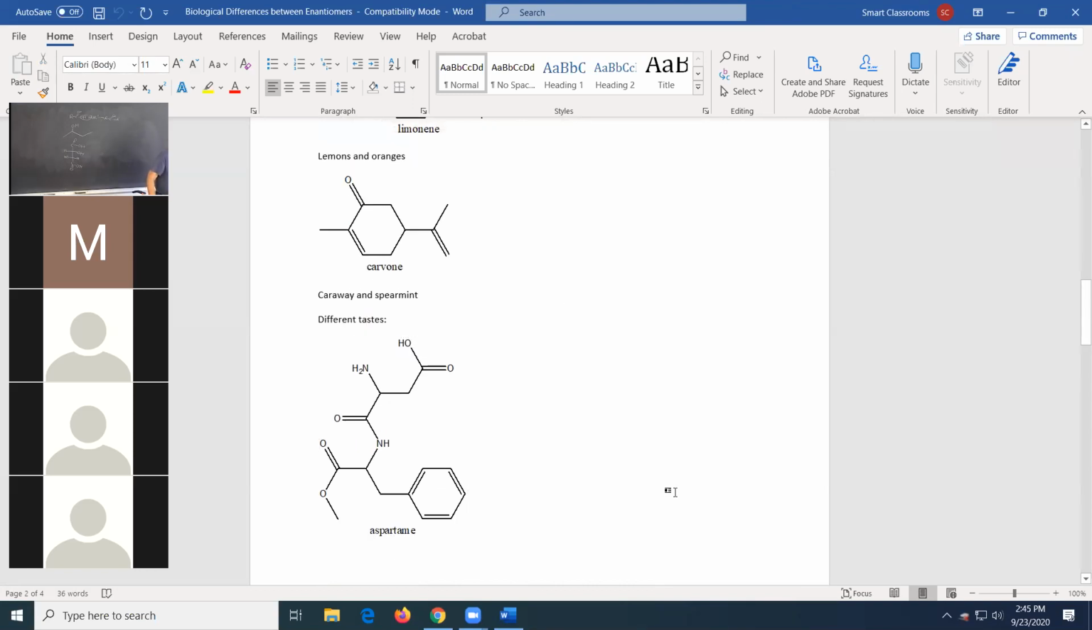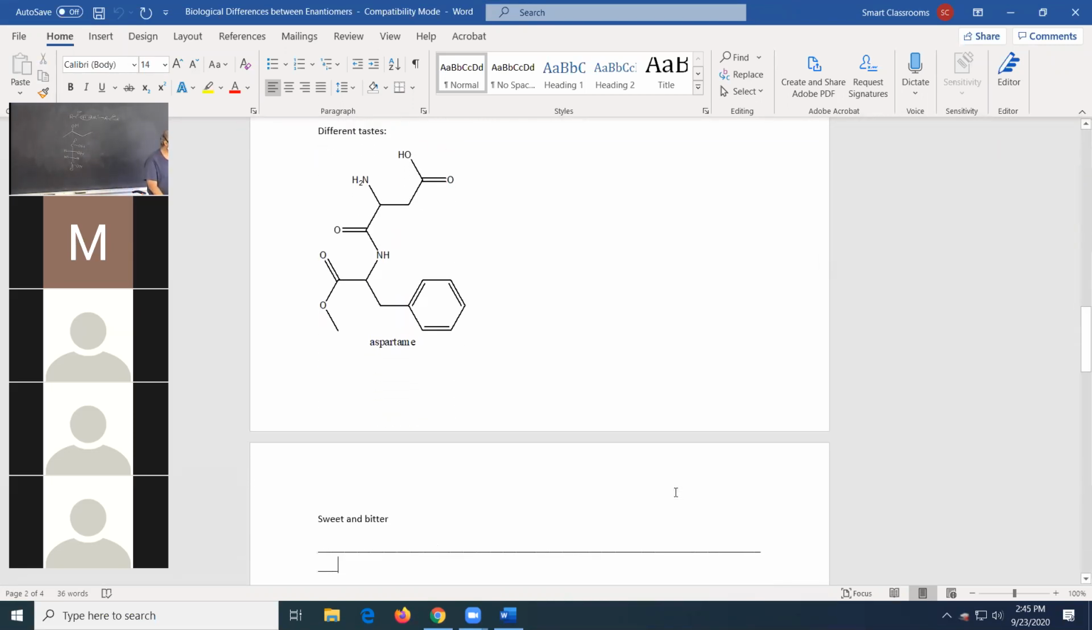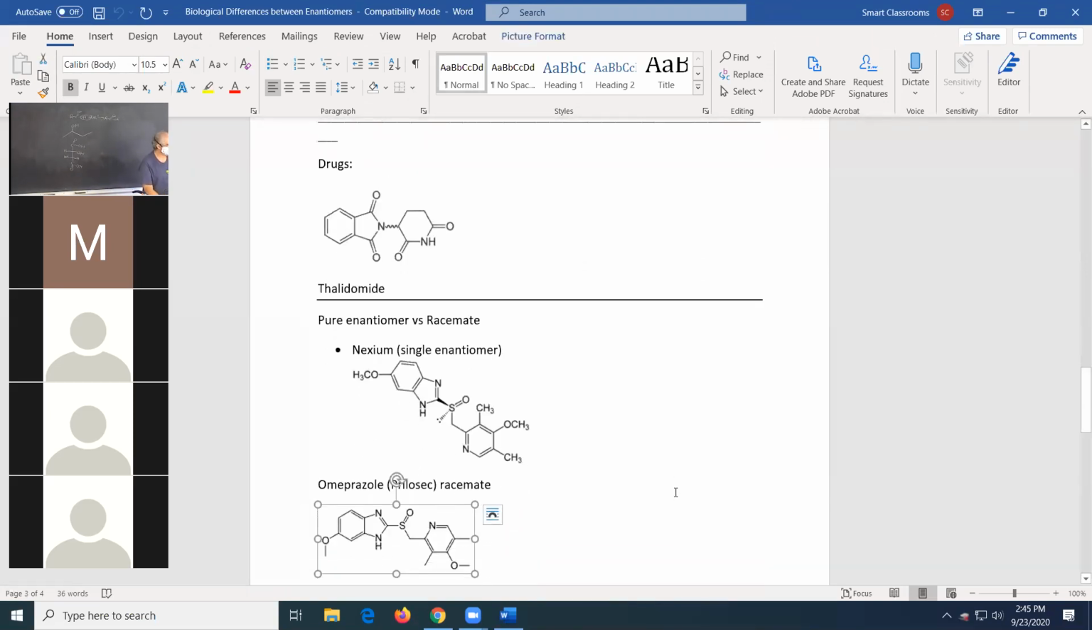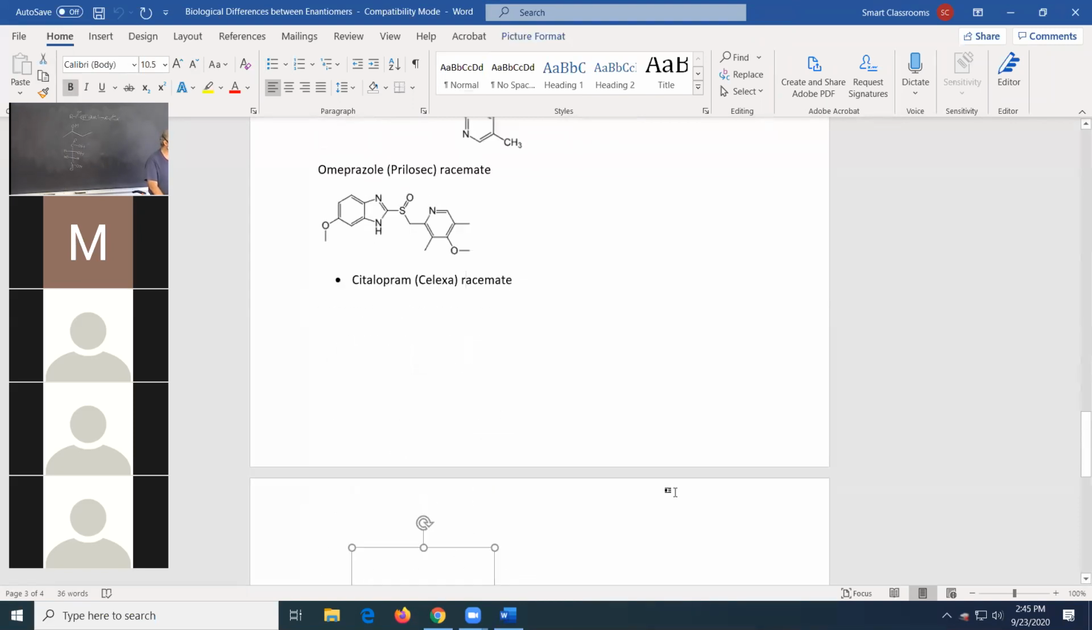Okay, they can have different tastes. This is aspartame, an artificial sweetener, also known as NutraSweet. And one enantiomer tastes sweet, the other one tastes bitter. Okay, so your taste receptors are actually chiral as well. I'm going to come back to thalidomide.